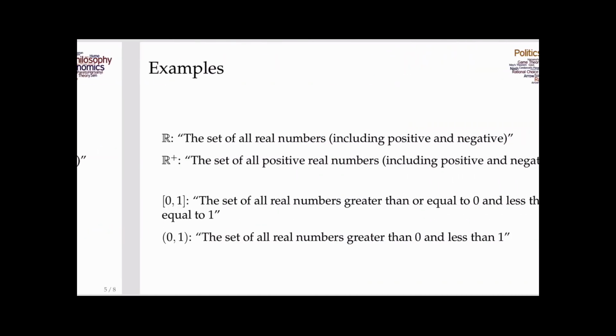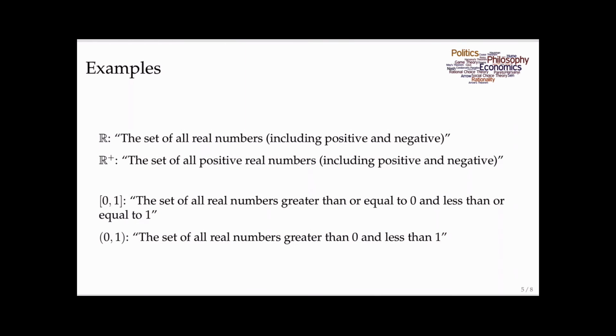Two other sets of real numbers that we'll be interested in are the intervals from 0 to 1. So on the real line, we'll look at all the real numbers between 0 and 1. The square brackets here mean that we include 0 and 1 in that set. And the parentheses here mean that we do not include 0 and 1 in the set. So it's all the real numbers between 0 and 1, but not including 0 and 1 themselves.